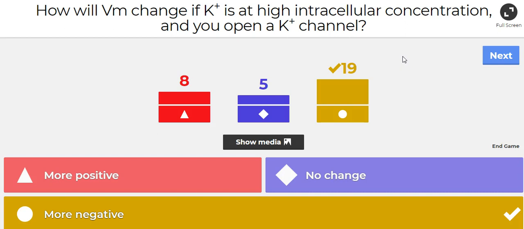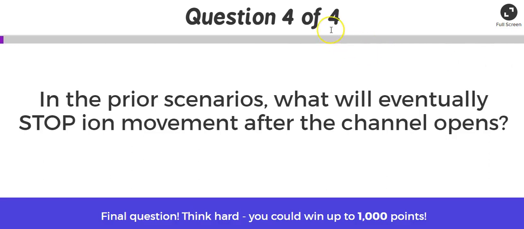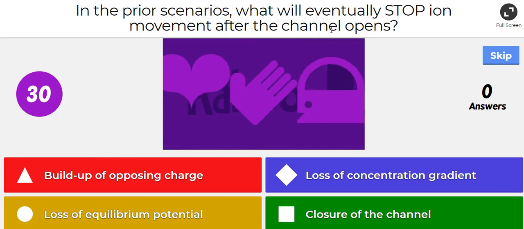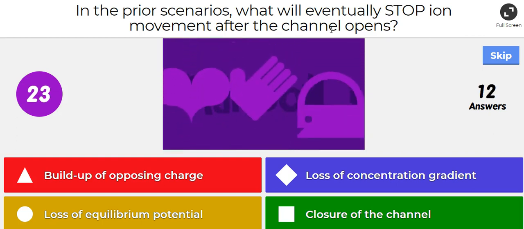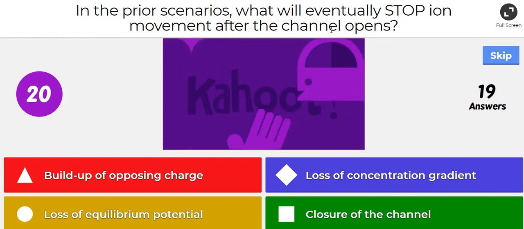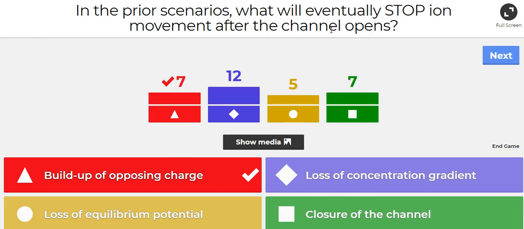Looking good. I got one more question. I don't remember what it was. Oh, yeah. In the prior scenarios, what will eventually stop ions from moving after the channel opens? Why eventually are those ions going to stop moving? This was the very end of last time's lecture. Oh my goodness, we're all over. Nobody knows. All right. That's okay.